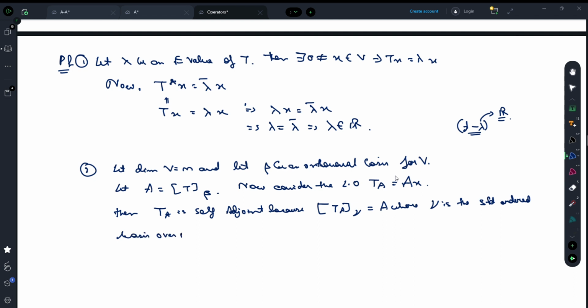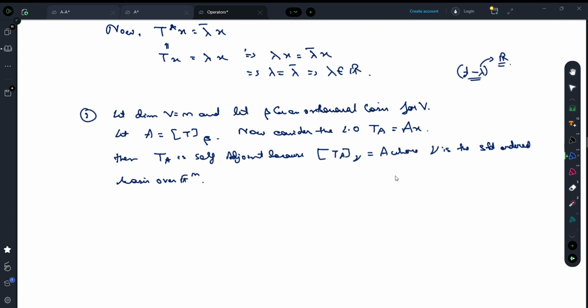Sorry, gamma is the standard ordered basis. Yeah, I am talking about TA. Gamma is the standard ordered basis over Fn, correct? Because the dimension of V is taken to be n, it's quite obvious. Now, since TA is self-adjoint, what more can I say? So this implies that every eigenvalue of TA is real, right?